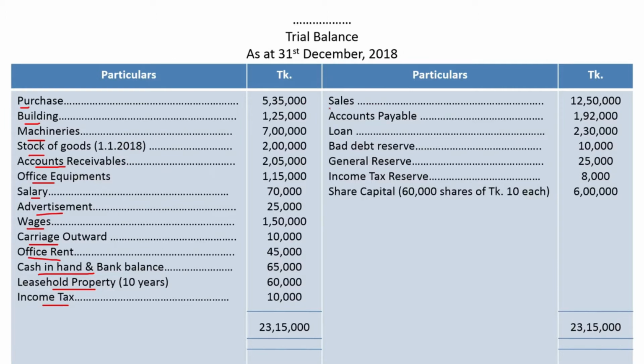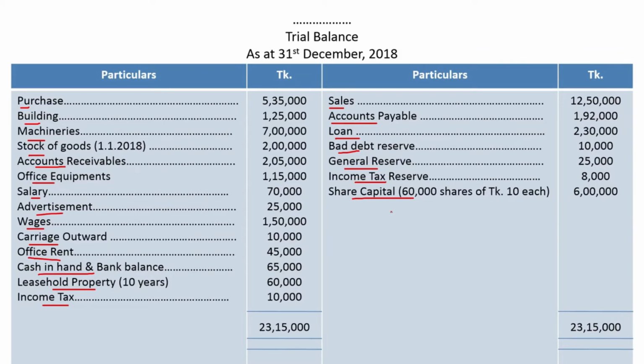Okay, dear students. Now, sales, direct revenues. Accounts payable, current liability. Loan, long-term liability. Bad debt reserve will be added to bad debt expenses in comprehensive income statement under operating expenses. General reserve, shareholders equity. Income tax reserve will be shown in retained earnings statement. Share capital, shareholders equity.